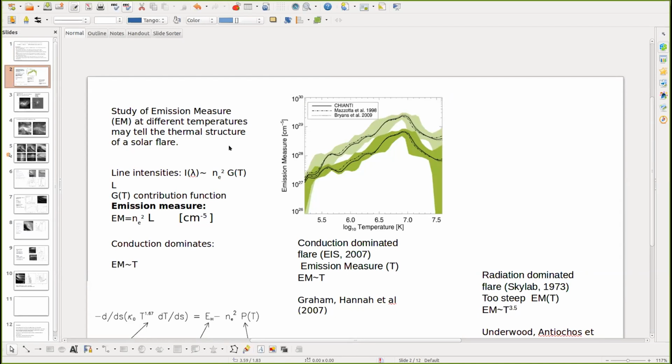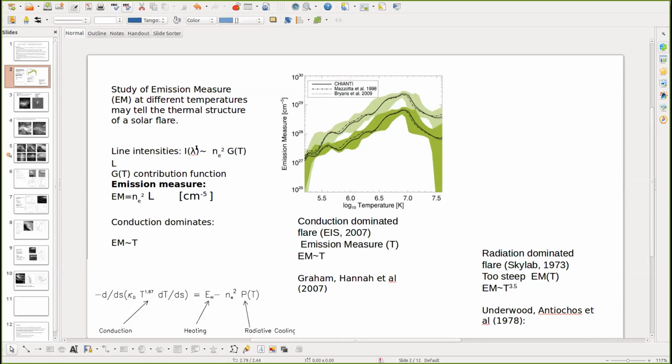Here is an example where we studied the emission measure using line intensities that are optically thin, so they are expressed as a square electron density times a contribution function times L, the size of the structure along the line of sight, and you can compute the emission measure from this. It is the square of the electron density times the length of the structure. And when conduction dominates, here you have the simple equation for static loops, where the conduction is in equilibrium with the radiative cooling and the heating.